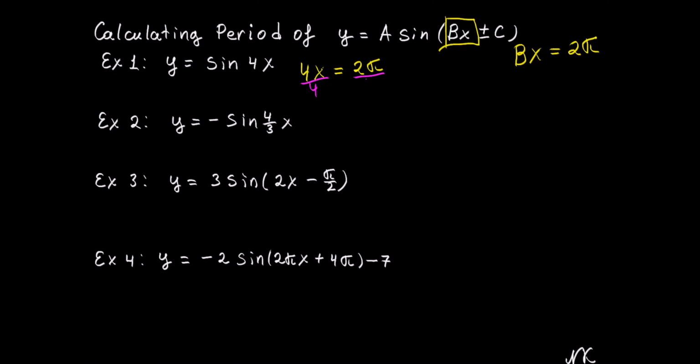So 2 pi divided by 4. 4 and 4 will cancel on the left. 2 and 4 can be reduced by 2, so 2 will cancel, and 4 divided by 2 gives us 2. This gives x equals pi over 2. So the period of y equals sine of 4x is equal to pi over 2.